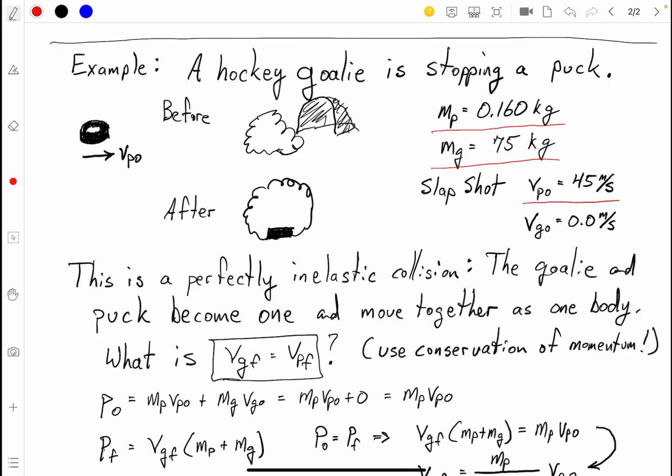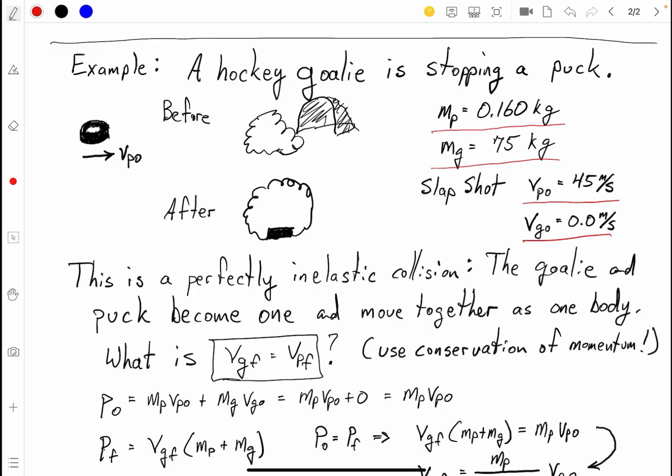We kind of don't know this. It's going to be roughly 0. Okay, but we don't know this. This is the initial. Yes, of course. Initially, the goalie is not moving. All right, maybe side to side or something, but no, the goalie's not moving forward or backward. It's just sitting there. Okay, they are just sitting there initially.